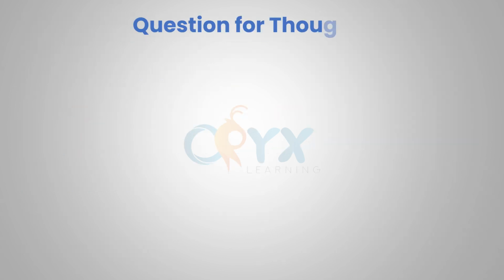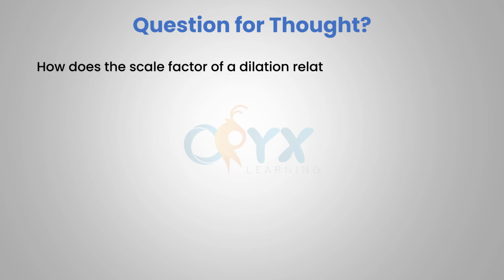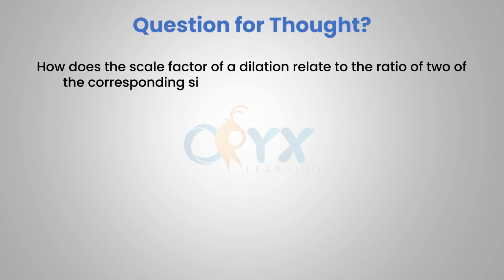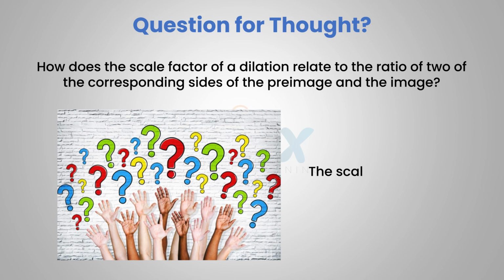Back to our original question. How does the scale factor of a dilation relate to the ratio of two of the corresponding sides of the preimage and the image? The scale factor and the ratio are always equal.